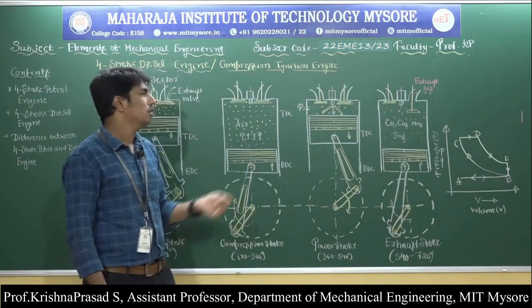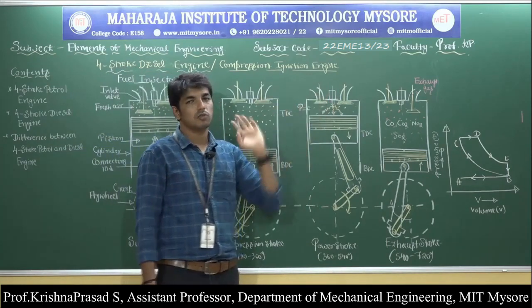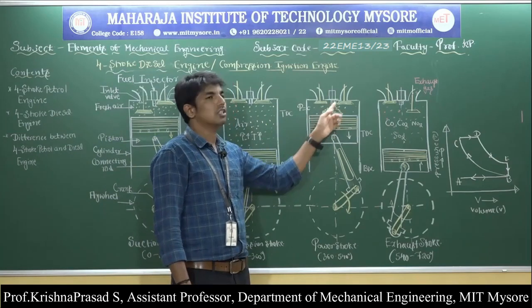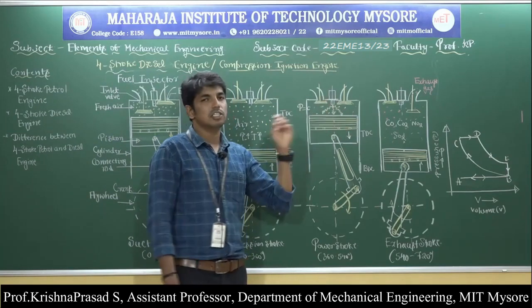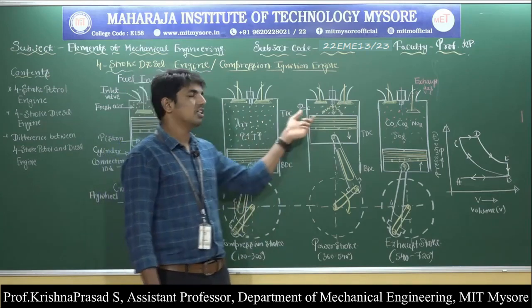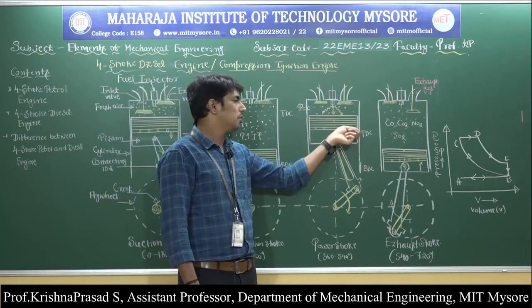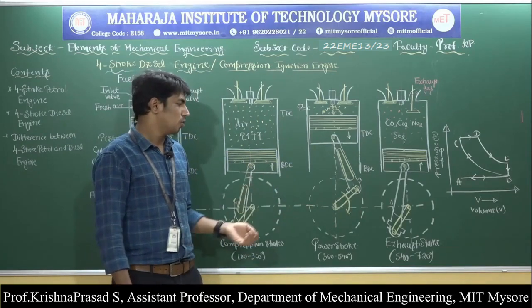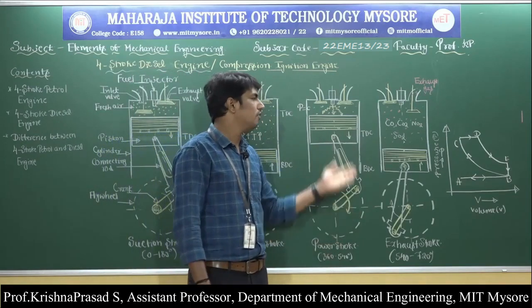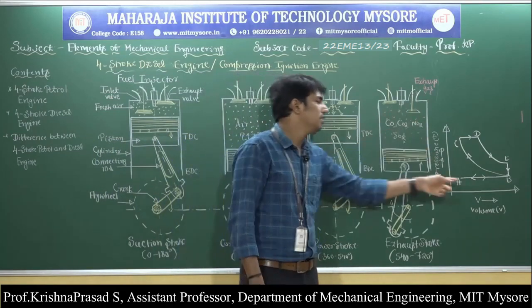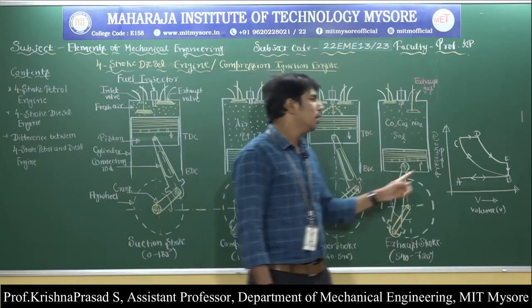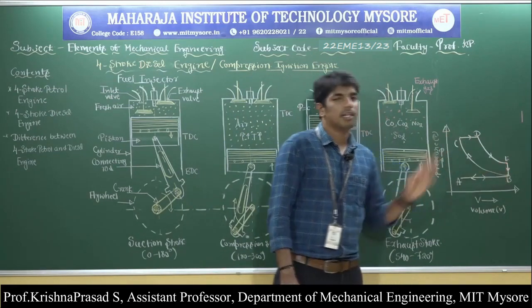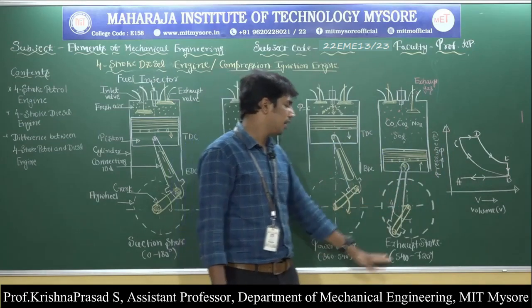Then the power stroke. During the power stroke, both inlet and exhaust valves are closed, and at the beginning of the power stroke the high pressure and high temperature air ignites when diesel is sprayed from the fuel injector. Hence a high amount of energy is liberated, and this pushes the piston from TDC to BDC, and the flywheel stores the energy during the power stroke. Then at the end of the power stroke, the exhaust valve opens, hence a sudden drop in pressure takes place. The power stroke is represented by line DE, and the sudden drop in pressure is represented by line EB.